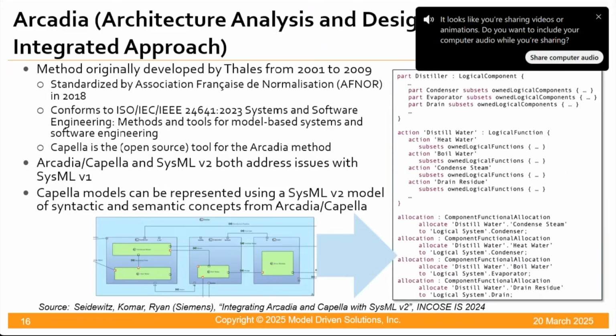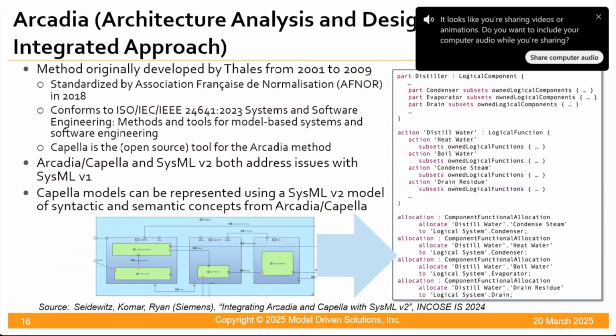This is another example outside of the standards world. Some of you may be familiar with Arcadia and Capella, which was generally considered an alternative to V1 for systems engineering modeling. Working with Karen Ryan and Tony Kumar from Siemens, we took a hard look with Thales, who is the originator of Capella. It is open source now. A hard look at what is the relationship now of Capella, which is the tool, and Arcadia, which is the method, to SysML v2?